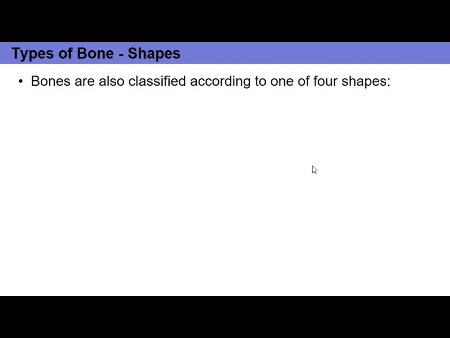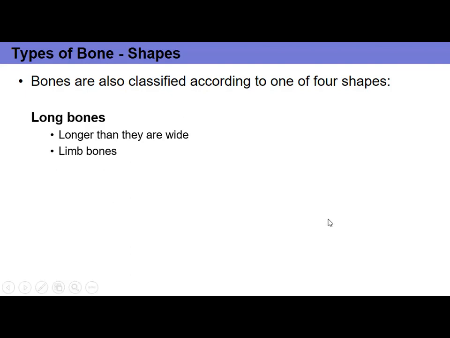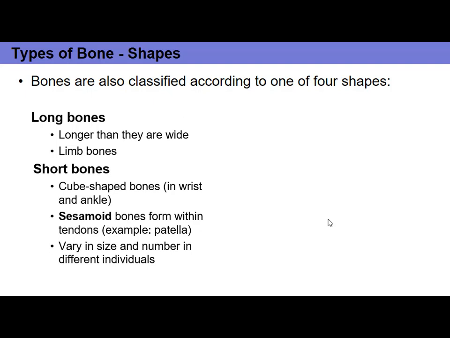Now, bones are also classified by shapes, and there's one of 4 shapes that you'll always see. So we have long bones. They're longer than they are wide. Think about your limbs. Think about your arms and your legs. Your arms and your legs definitely have more length than they do have width. Short bones, these are found in your wrist, your ankle. Those are going to be more cube shaped. We even have a sesamoid bone, your patella, how it sits in between your tendon and why it can move back and forth easily sometimes. Short bones are varied in size and number, so there's no one distinct way they're going to look.